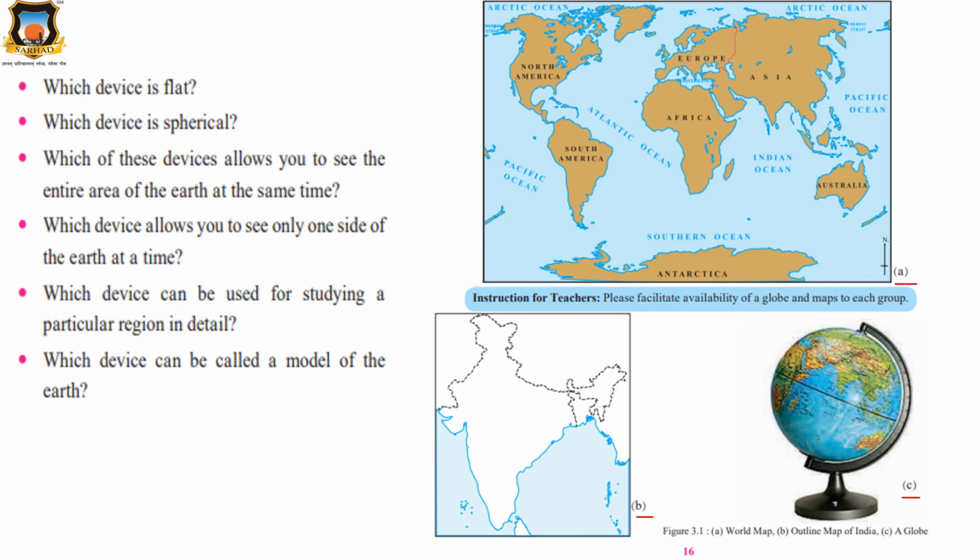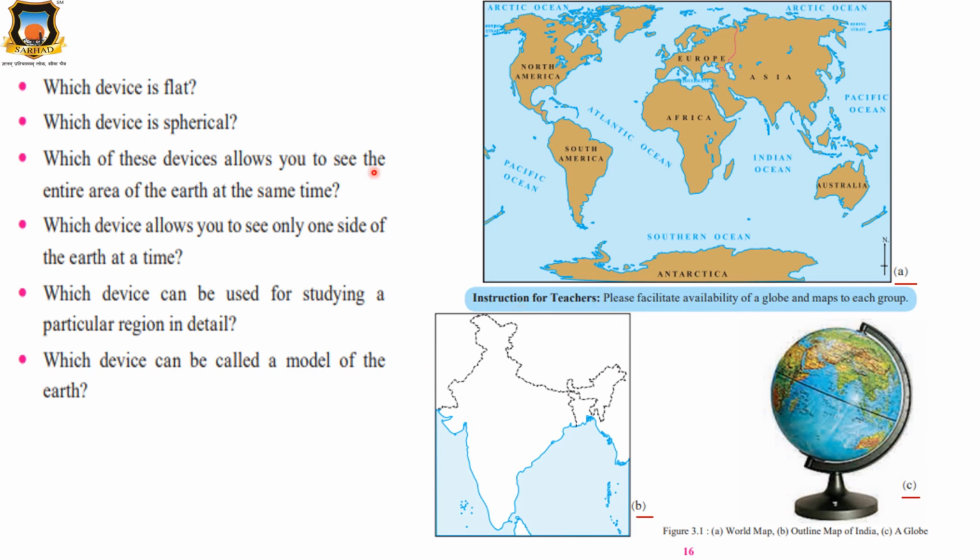Now I'm just asking you some questions. Please try to answer them. First question is, which device is flat? Come on, tell me. Which device is flat? Yes, the world map and the outline map of India. The world map and the outline map of India are flat. Am I right?